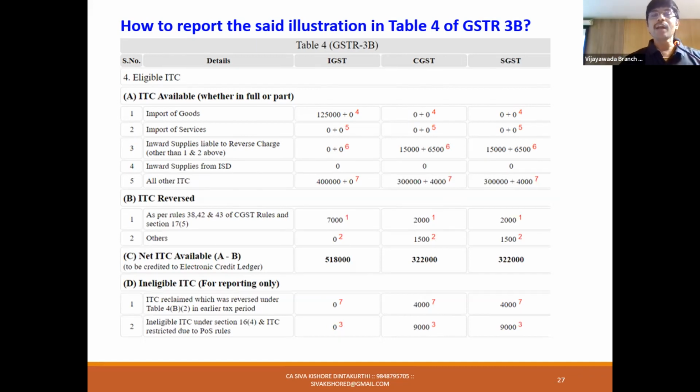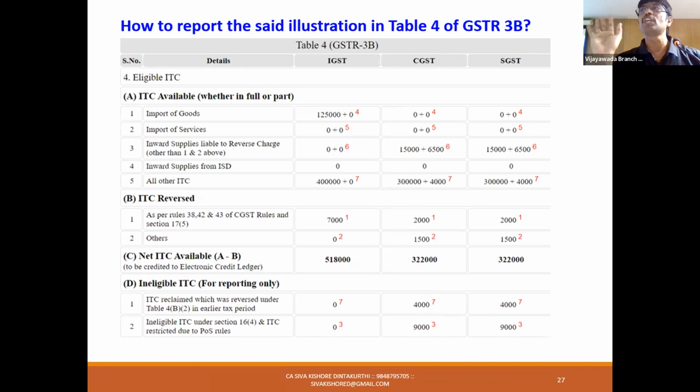So because you are claiming in all other ITC 4,000 extra, that 4,000 extra will not have any support from 3B. It will not have any support from 2B because it was already there in the last month where you already reversed. So in order to give support for that 4,000 extra, that 4,000 has to be mentioned in 4D1 as part of disclosure. 4D2, 9,000, 9,000, straight away from 2B to GSTR 3B 4D2, it must come, but presently it is not auto-populating. You have to manually select and put it in this 4D2.